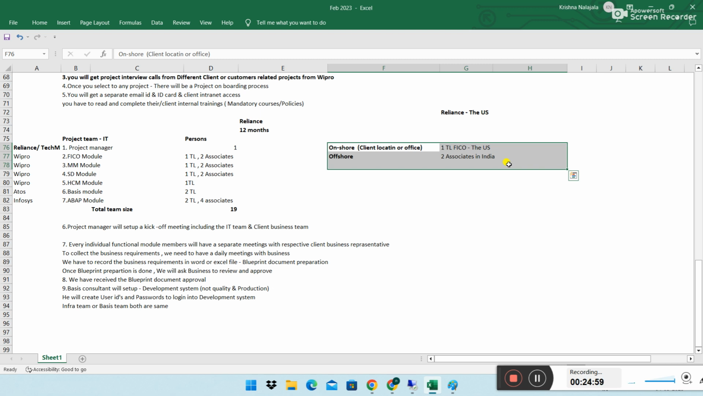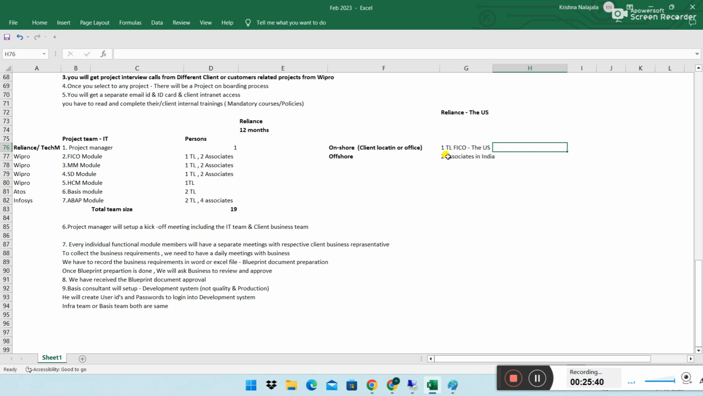Onshore means you are working in a client location. Let's say Reliance is an Indian company. If you go to the Reliance Mumbai office and work there, that is also onshore, because your base location may be Wipro Bangalore, but there is a requirement to work in the Reliance office for 4 months. That we call on-site. On-site can be India domestic on-site, or international on-site. But a client place is always on-site for you. Got it? Yes, sir.